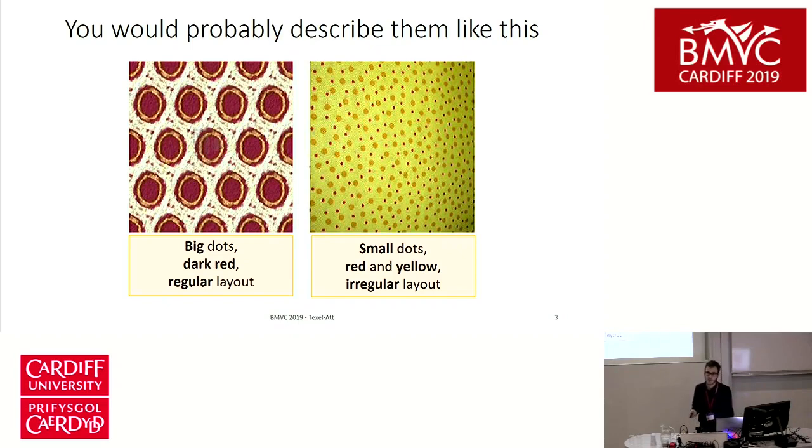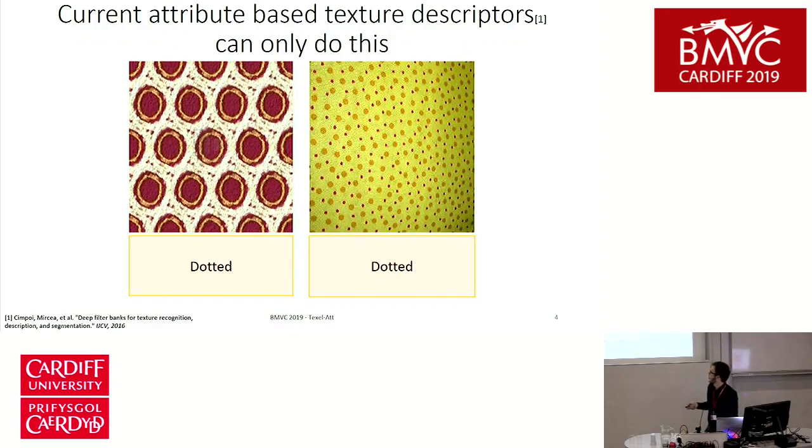If you look at the current state-of-the-art attribute-based texture descriptor, you would only get a description like this. This is based on the work of Cimpoi et al., Deep Filter Banks for Texture Recognition, which has 47 attributes like dotted, banded, and checkered. And this is not detailed enough to distinguish textures like this. The topic of this work is a method that is able to extract an attribute-based representation which is fine-grained enough to distinguish textures like this.